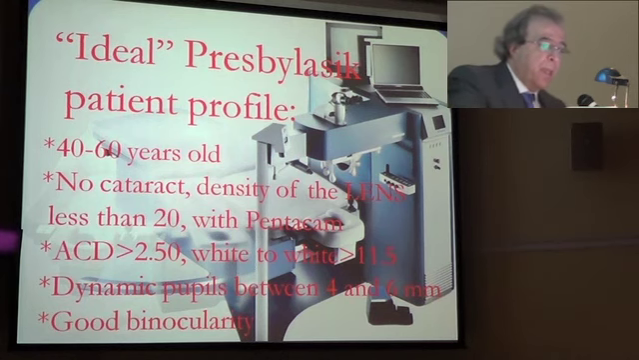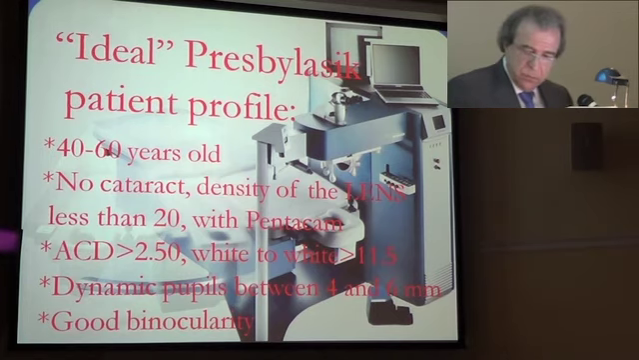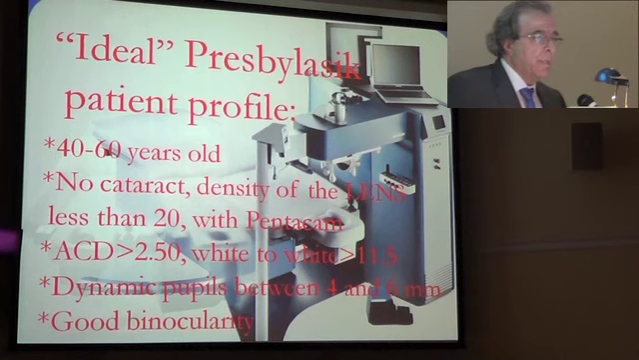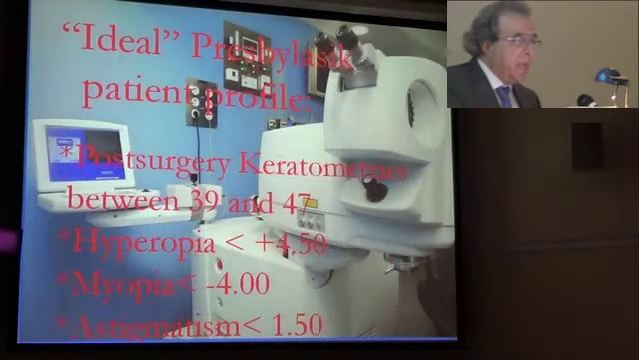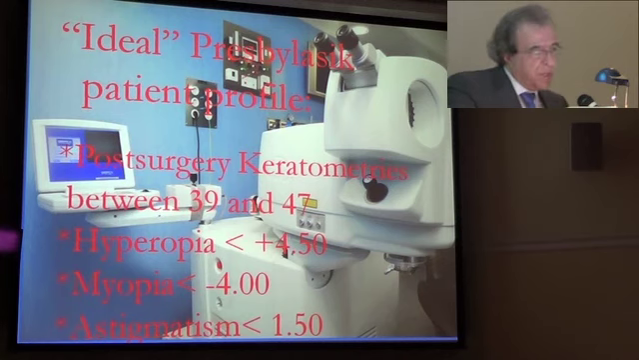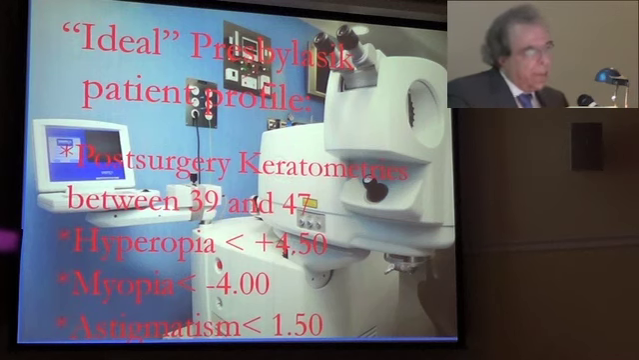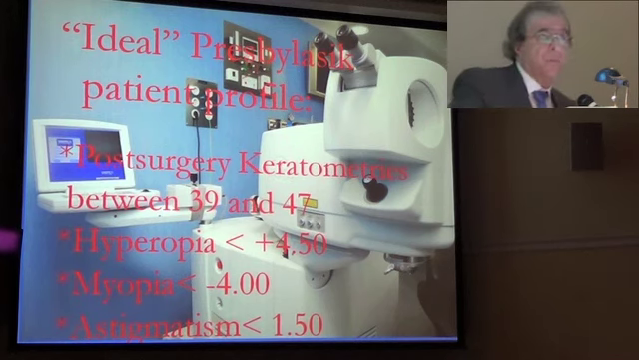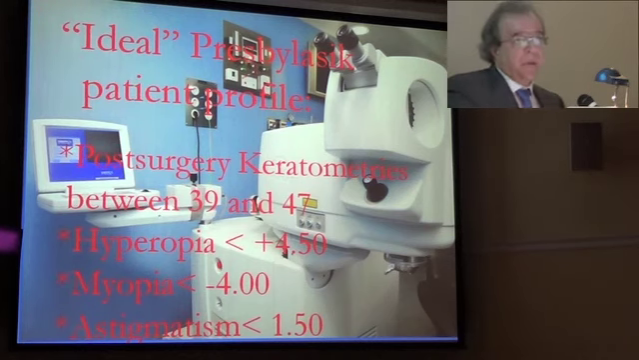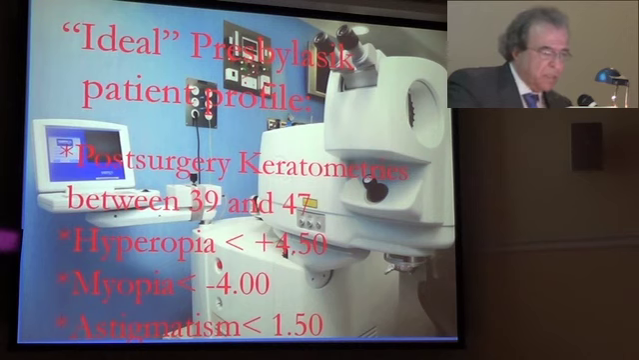White to white more than 11.5, dynamic mesopic pupil between 4 and 6 millimeters, good binocularity, surgical keratometry between 39 and 47 diopters, hyperopia up to plus 4.50, myopia maybe between -4 and -4.50 in my experience, astigmatism less than 1.50.